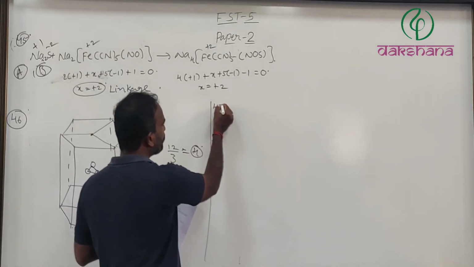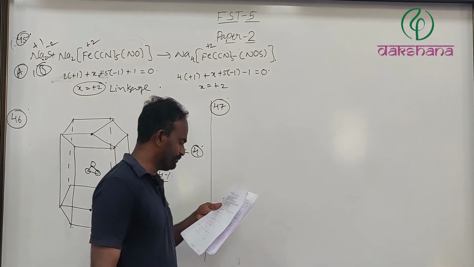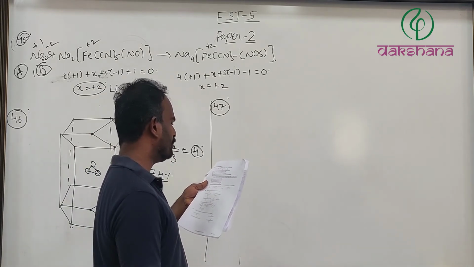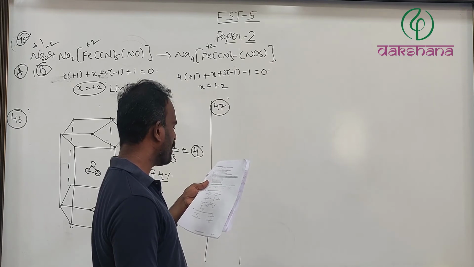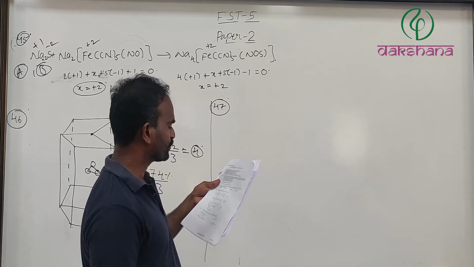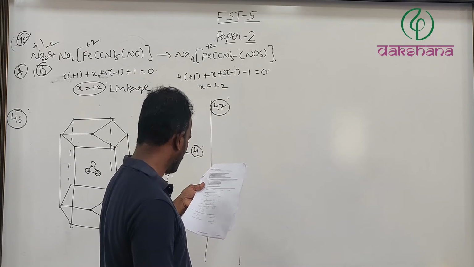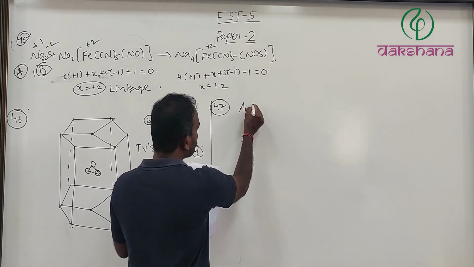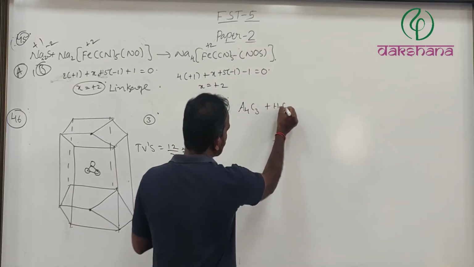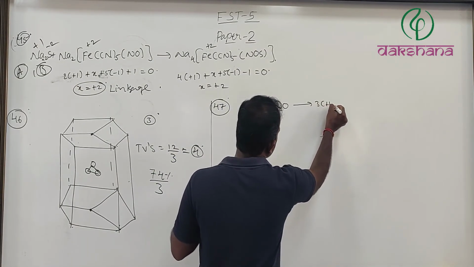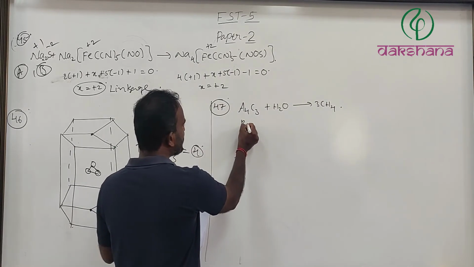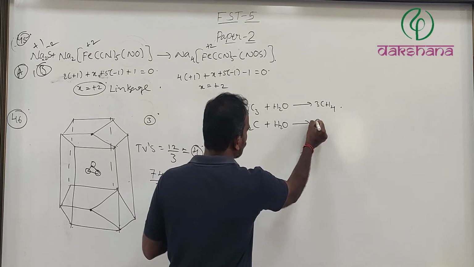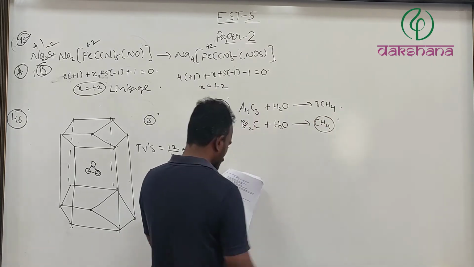Next, question number 47. Given 1 mole of the following carbides, which of the following will give more than 1 mole of hydrocarbon on hydrolysis? More than 1 mole of hydrocarbon on hydrolysis. So Al4C3 undergoing hydrolysis gives 3 moles of methane. Be2C plus H2O gives rise to 1 mole of methane. This gives 1 mole of methane.